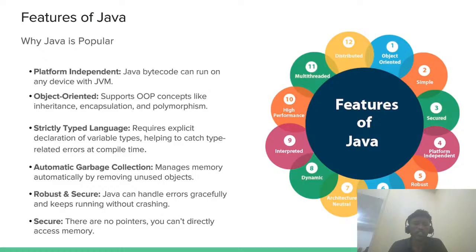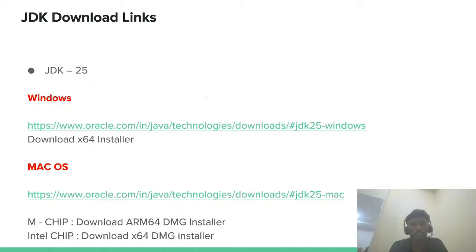So Java is write once, run anywhere. OOPS gives clean, structured, reusable code, and strict typing prevents silly mistakes. Security plus exception handling gives stable applications. It is secure as there are no pointers, so you cannot directly access memory. You can use these links, and you need to install the JDK in your system, and it will be helpful.